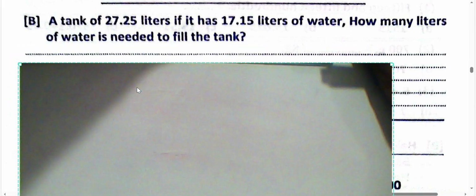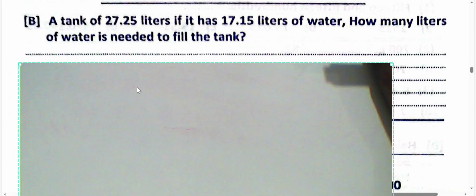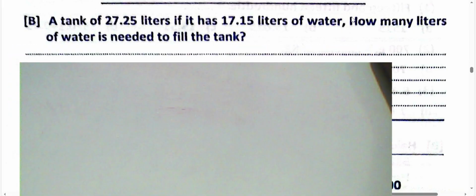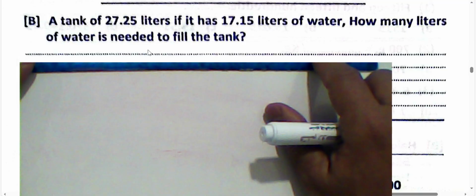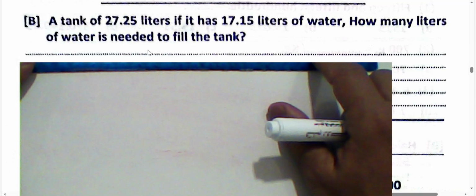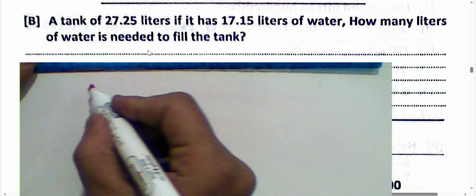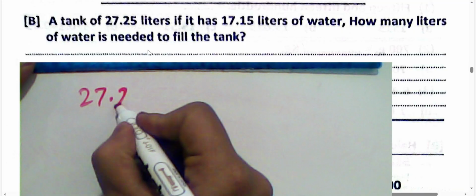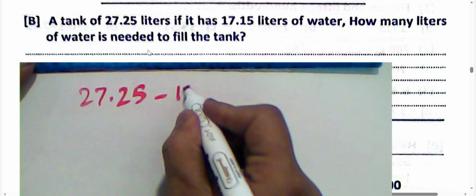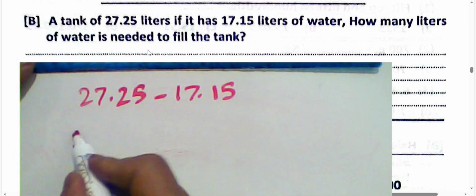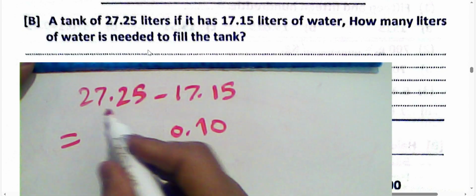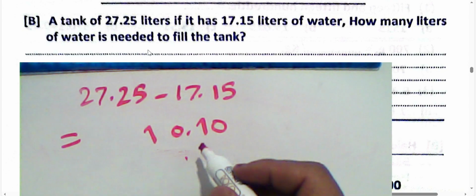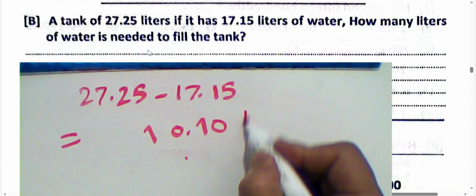A tank of 27.4 liters, or if it has 17.15 liters of water, how many liters of water are needed to fill the tank? We can find the difference between the two numbers to find the empty part. Okay, write 27.4 subtract 17.15. We can find the difference. 5 minus 5 is 0. 2 minus 1 is 1. 7 minus 7 is 0. 2 minus 1 equals 1. The result will be 10 and 10 hundredths liters.